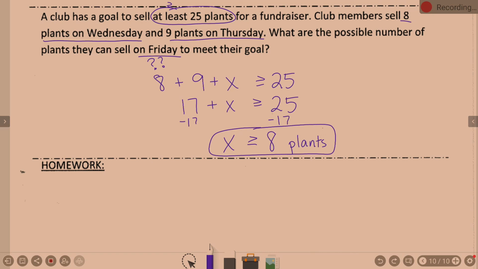Okay, now, on this, did we answer what are the possible number of plants they can sell on Friday to meet their goal? Yeah. What does this say? X greater than or equal to 8, so that's 8 or more. Okay. You have a little bit of work time. Use it. It's lesson 3.2 in Math Excel.